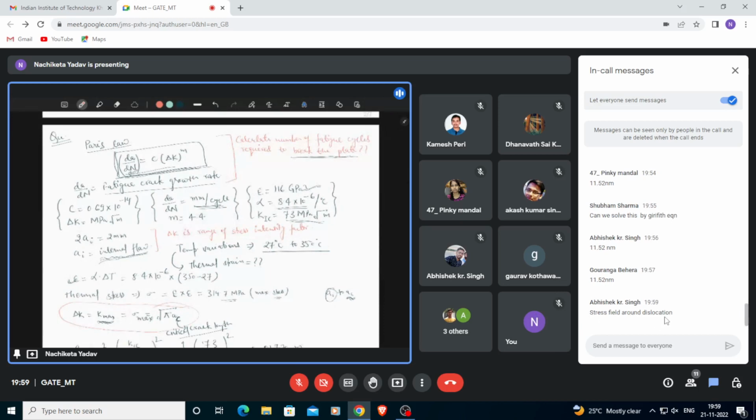Stress field around dislocation. Okay, stress field around dislocation. Do you want me to cover any specific, like based on this any question? In GATE, you will not find any theory part. Okay, I will try to cover some question based on this. Obviously, like tau and L relation.